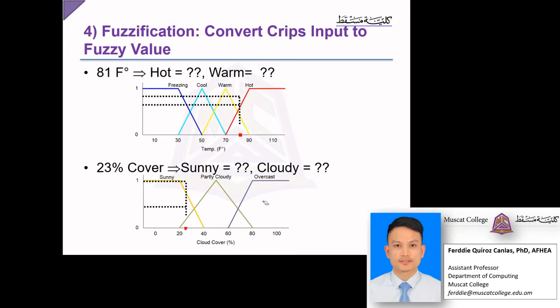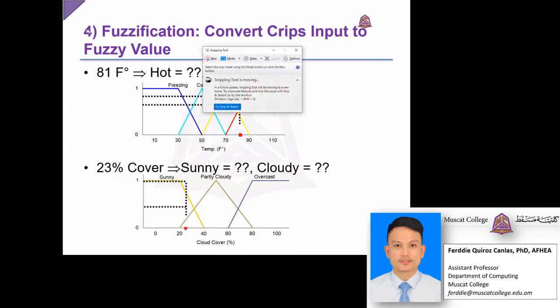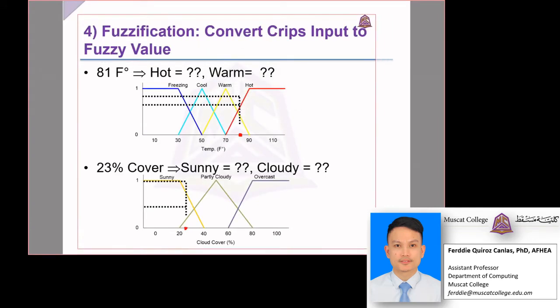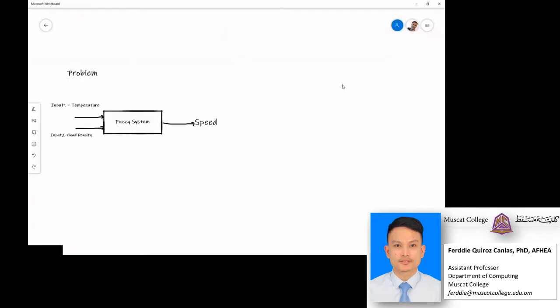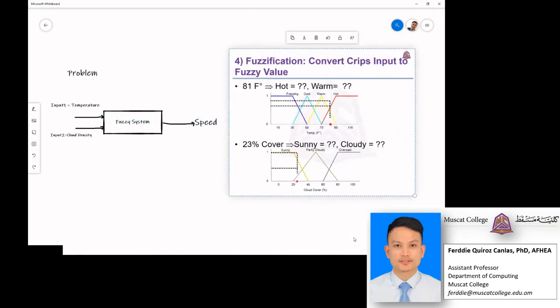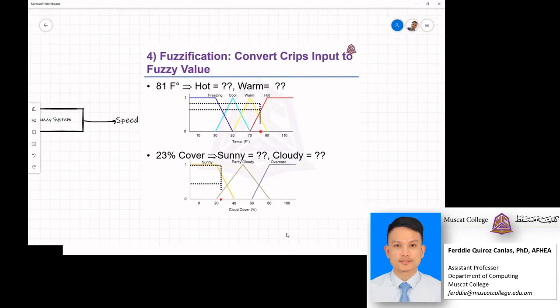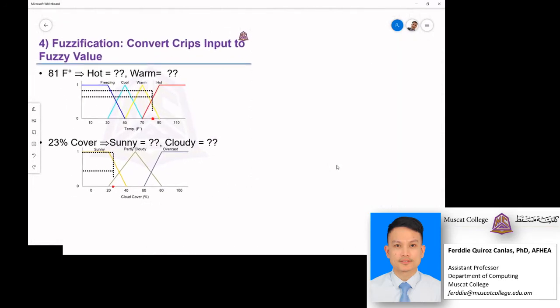Let me go with the snipping tool, copy this portion, and put it in the whiteboard. Okay, so we have this. Let's see the values for the hot and for the warm. Look at this, 81 is lying between warm and hot. Let's calculate warm first. So let's get the fuzzy values.